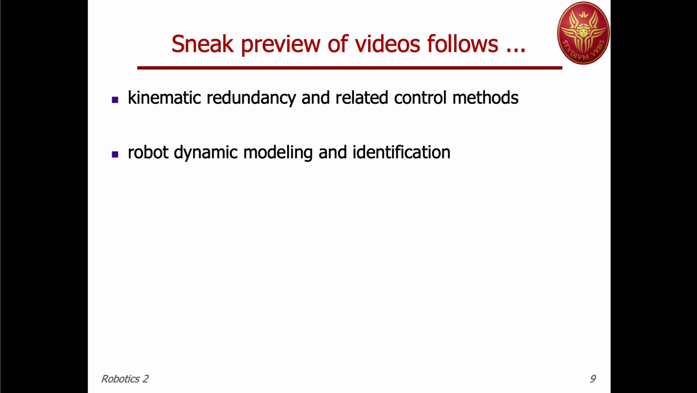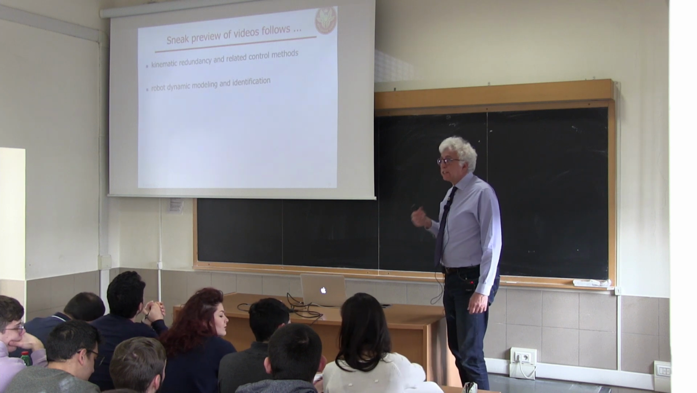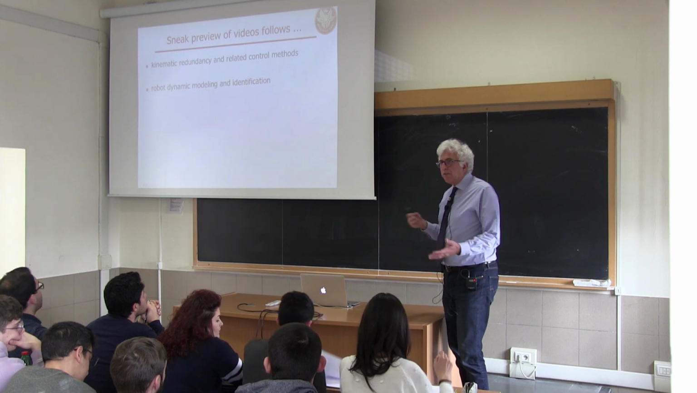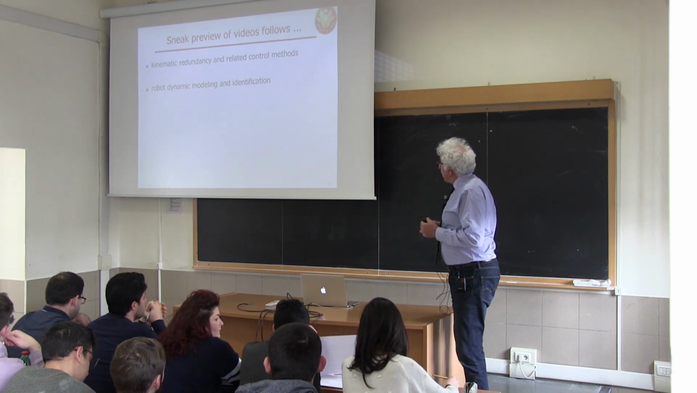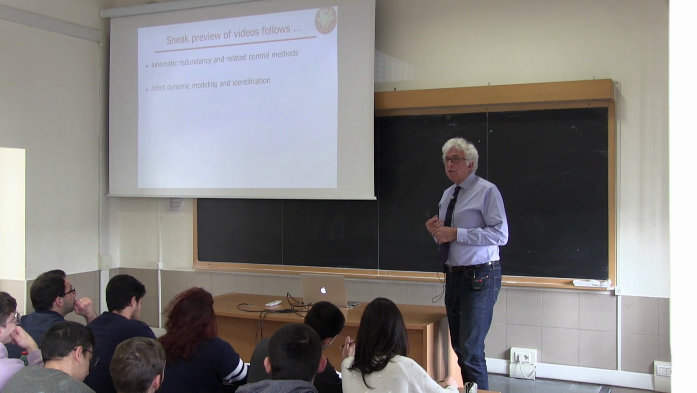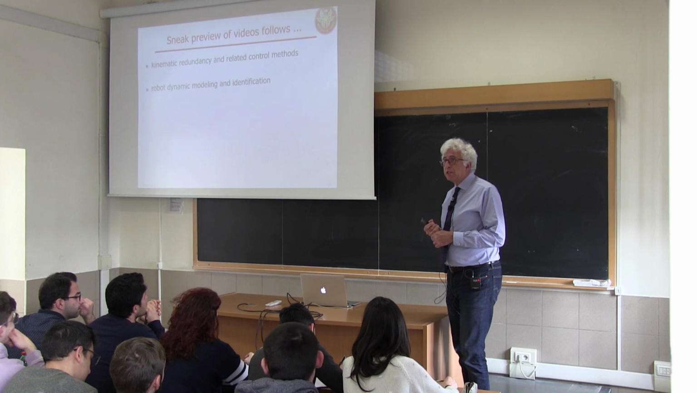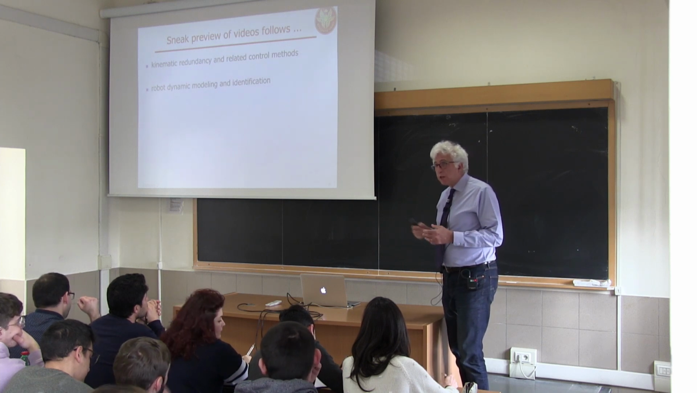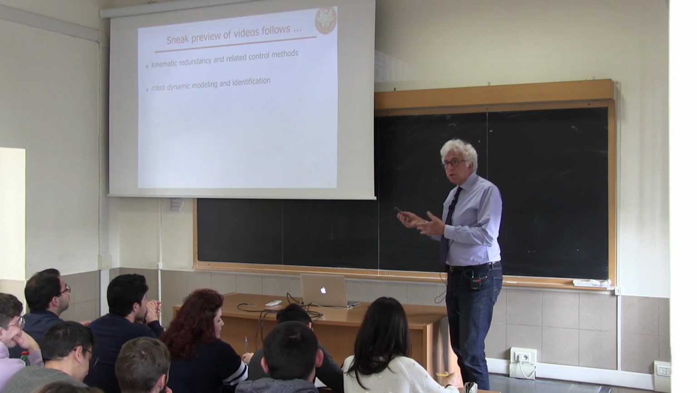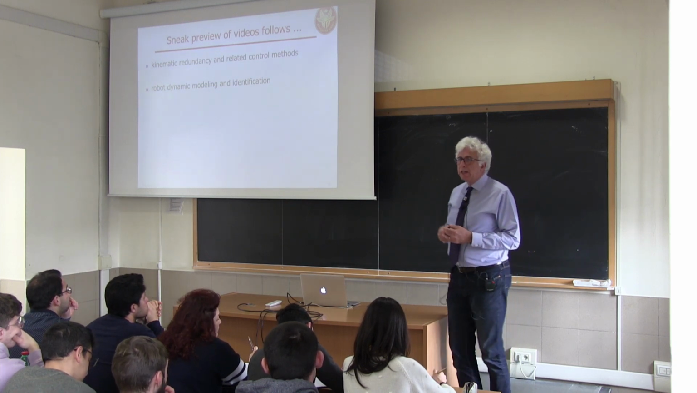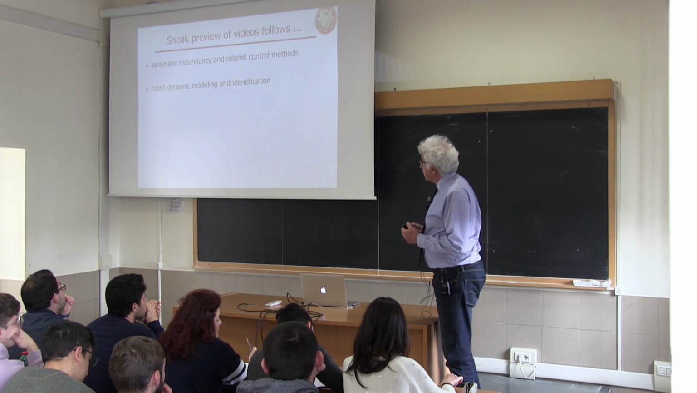So we have already seen some videos concerning kinematic redundancy and how we can handle these extra degrees of freedom in order to control in an optimal way the robot and satisfy some additional criterion. Then we have seen some data on what we have called identification of the dynamic coefficient within the robot model. So with some plots that show how good is this identification and what should we do for obtaining this model.